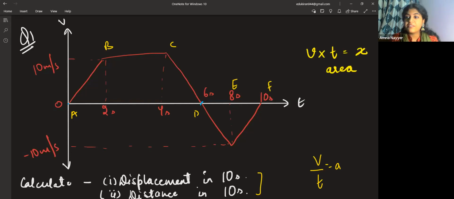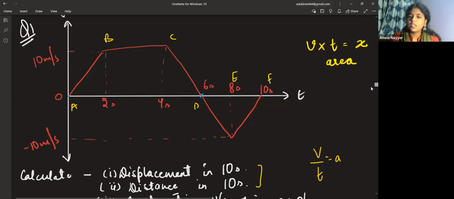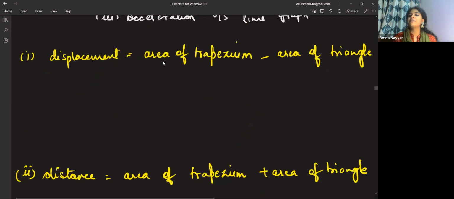So how to calculate it graphically? You can calculate it by taking the positive quantities as positive and the negative quantities as negative. This is what is meant by displacement. When we are calculating the distance, you have to take the entire quantity, from A to B, B to C, C to D, D to E, E to F, as positive. That is the difference. So for the first part, displacement will be area of trapezium minus area of triangle. Why minus? Because velocity is negative and the area is below the x-axis. And when calculating distance, it is area of trapezium plus area of triangle, because distance won't be negative. That's how you get the total distance.